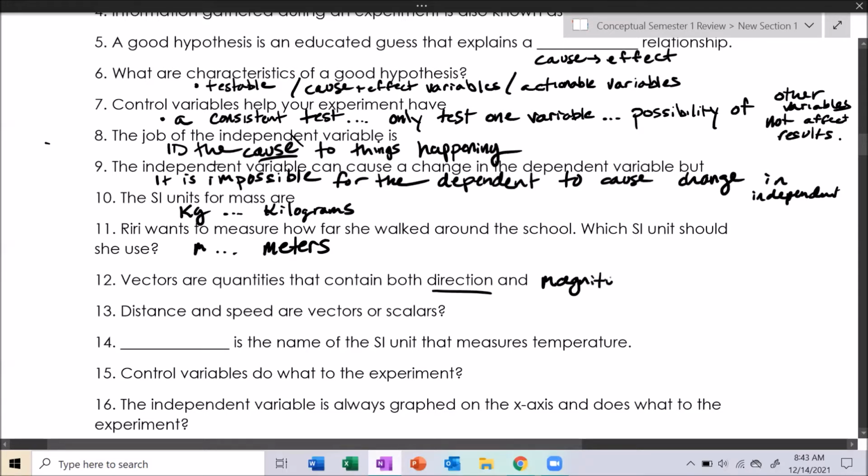There's a difference between types of measurements. Some are vectors, some are scalars. Vectors are quantities that contain both direction and magnitude.